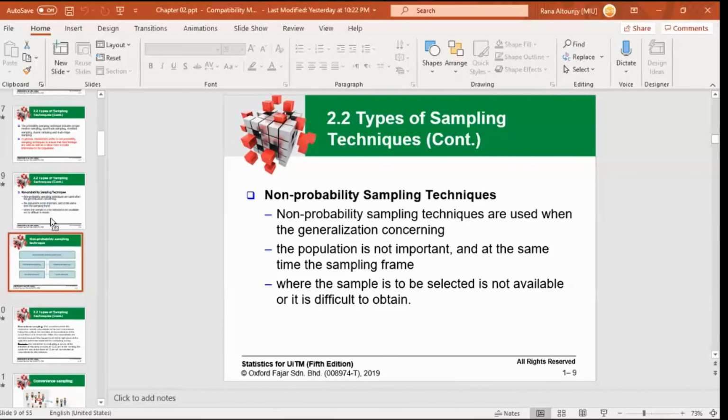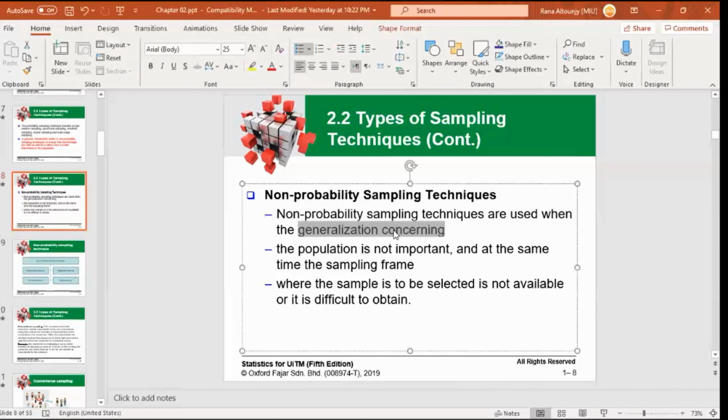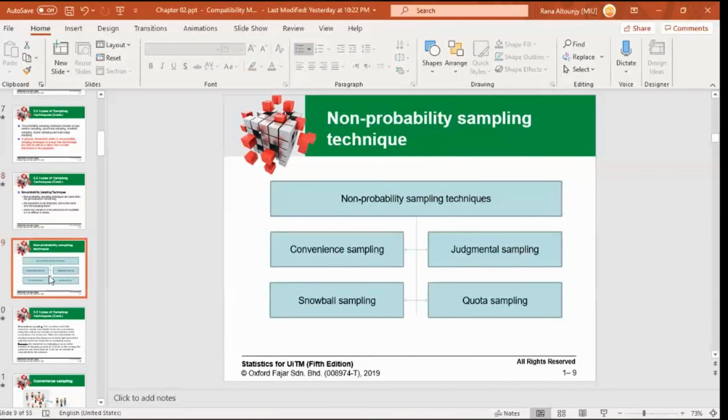So the sampling techniques, as we mentioned, we have two categories, non-probability and probability. The non-probability, normally we use it when generalization is not important and when we don't have the sampling frame, the list of individuals from which we can pick our sample. For the non-probability sampling techniques, we have four types: convenience sampling, judgmental sampling, snowball sampling, and quota sampling. So let's see what each one means. Let's start with convenience sampling.